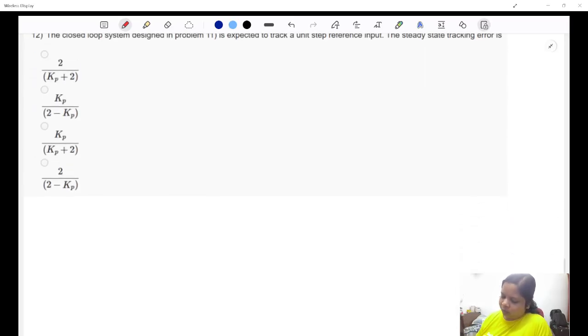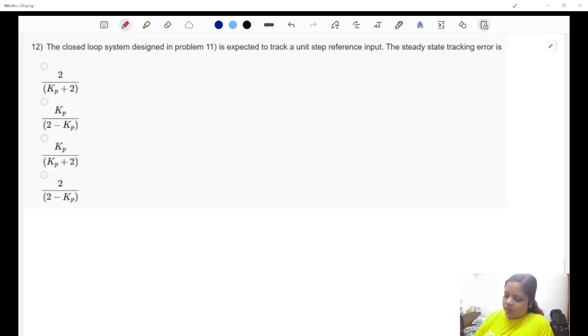Let's move to the next question. It's about the same problem. The closed loop system designed in problem 11 is expected to track a unit step reference input. The steady state tracking error is what?